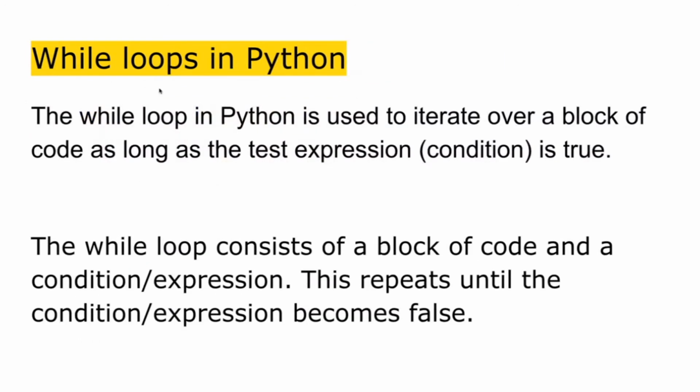While loops in Python. So we're going into loops now. A while loop in Python is used to iterate over a block of code as long as the test expression, which basically is the condition, is true. So it loops over and over a block of code if the condition is true. The while loop consists of a block of code and a condition/expression. This repeats until the condition/expression becomes false.